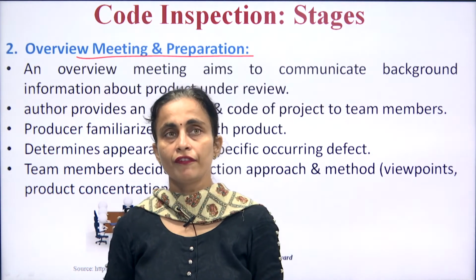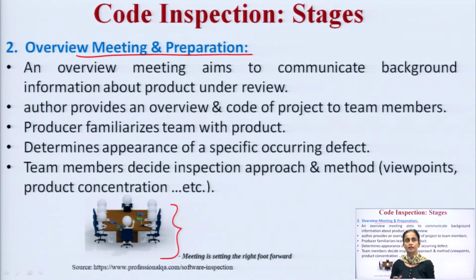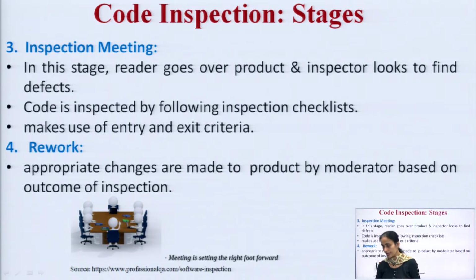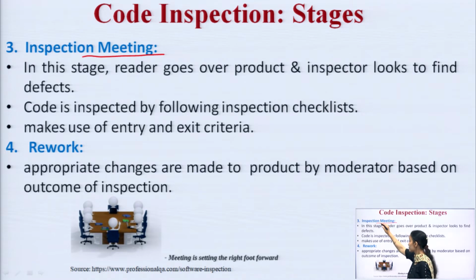Here the author will provide the information, an overview and code of the product, to the team members present, and the producer will give a familiarization about the product. Then it determines the appearance of a specific occurring defect, and the team members will decide which inspection approach or method to follow, such as viewpoints, product concentration, etc., so as to find the faults during the code inspection.